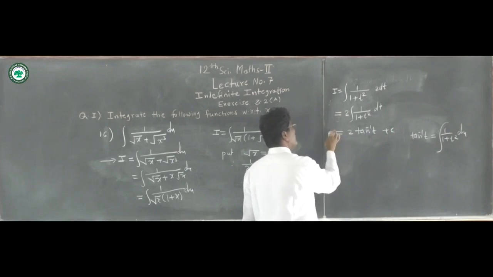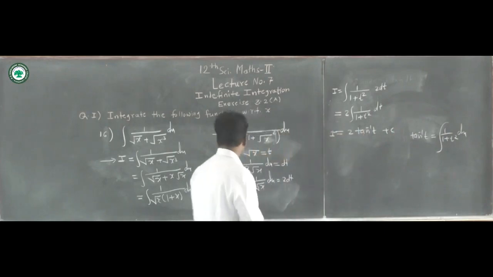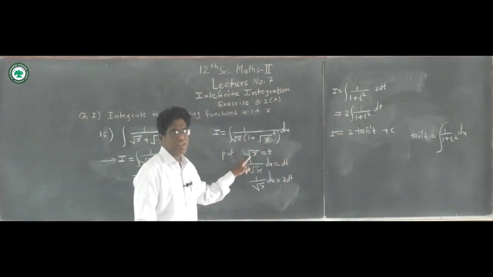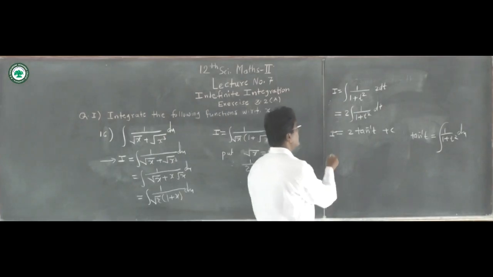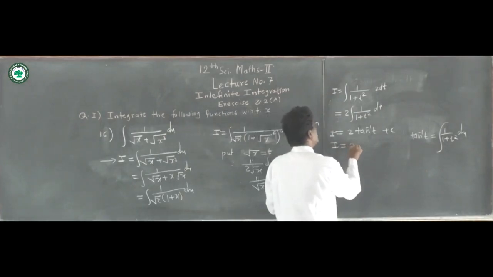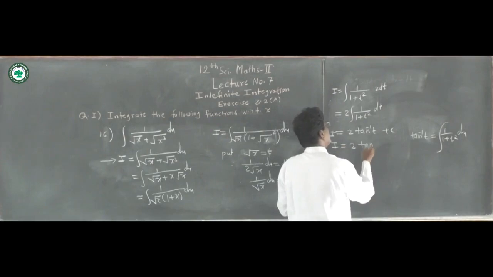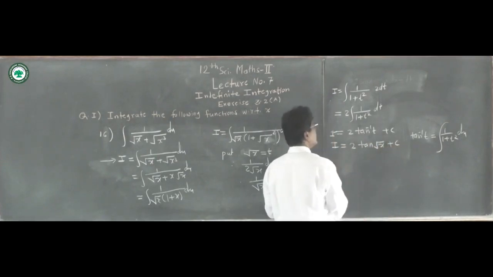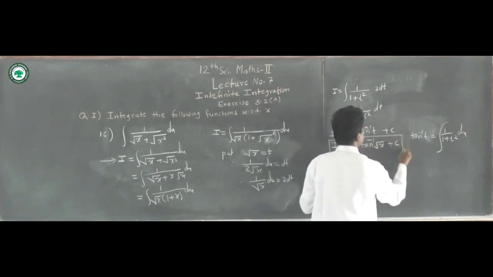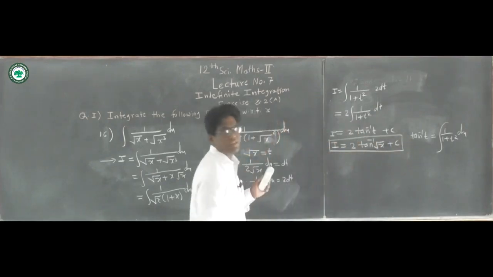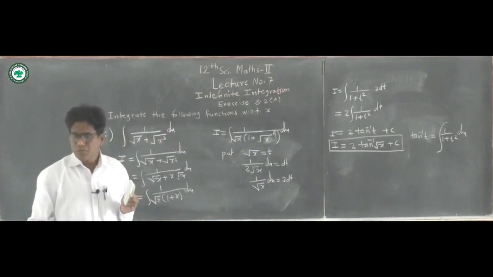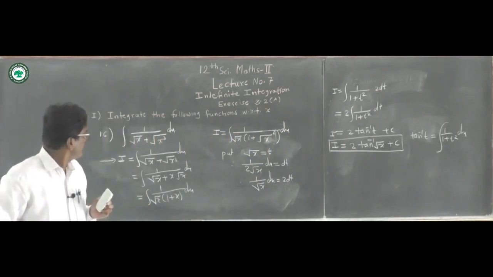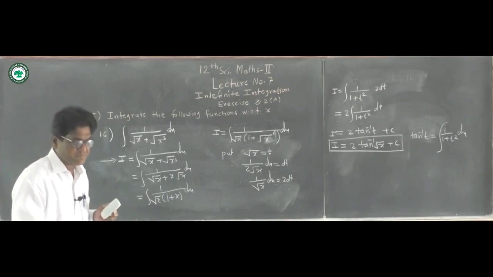This is the final solution. Only put t as root x. So I is equal to 2 into tan inverse of root x plus constant of integration. This is the final solution. So here also take a screenshot. And now we see the next problem, problem number 17.